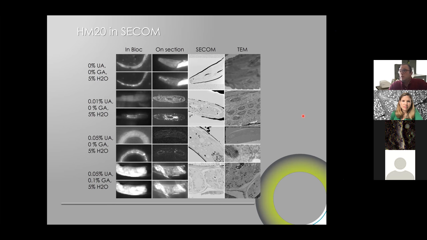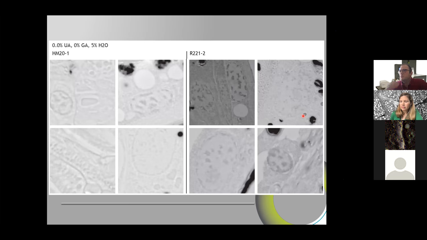So this was to compare with the HM20. Again, this work was always done in a parallel way so that we could see the improvements, if there were some. If you put the two images next to one another, here in this case, this is in the absence of any contrasting agent. As you can see, no glutaraldehyde, 5% of water. In HM20 versus RT21, we see that we have a bit more, and this was done in a CCOM, we have a bit more contrast, and the images are slightly sharper.